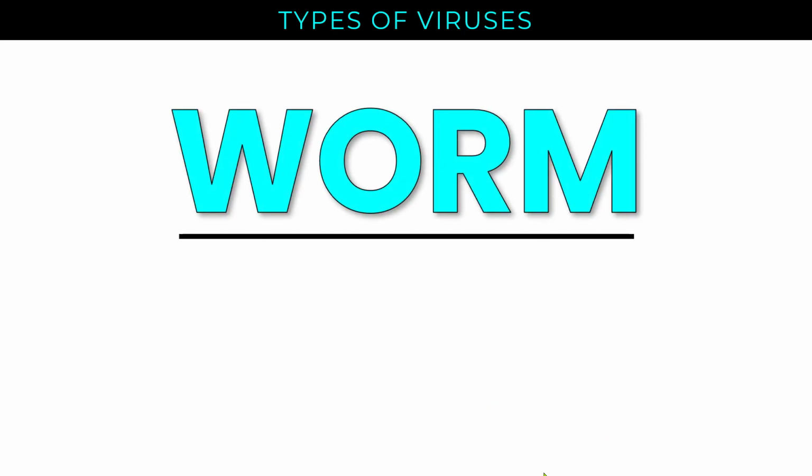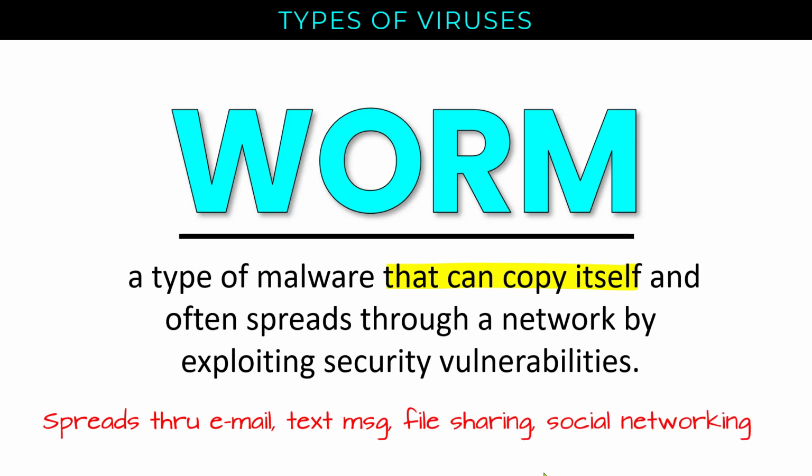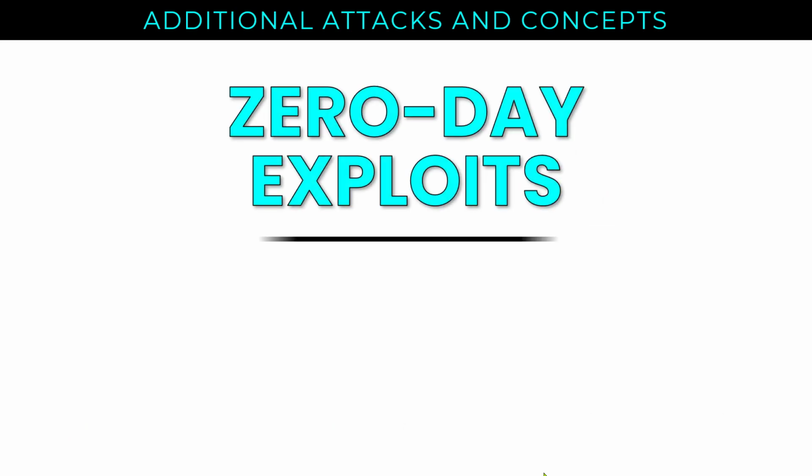So let's talk about worms. A worm is a type of malware that can copy itself, and it often spreads through a network by exploiting security vulnerabilities. It'll spread through email, text message, file sharing, social networking, really any way it can, subject to how the worm author has written it. The key here being a worm is malware that can copy itself. That's the highlight there.